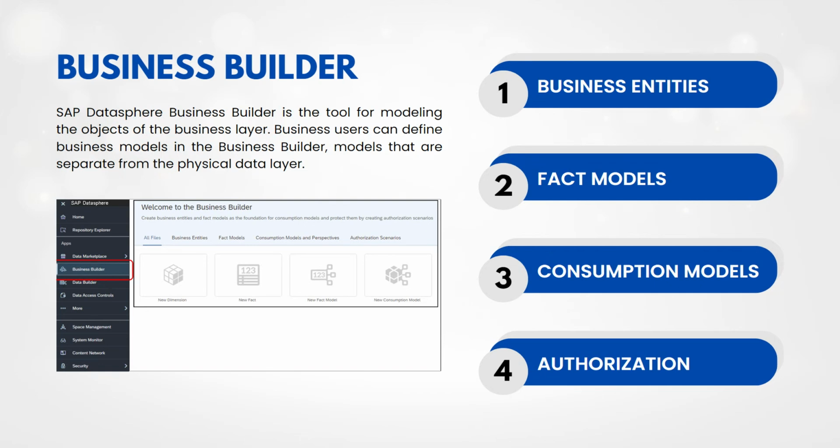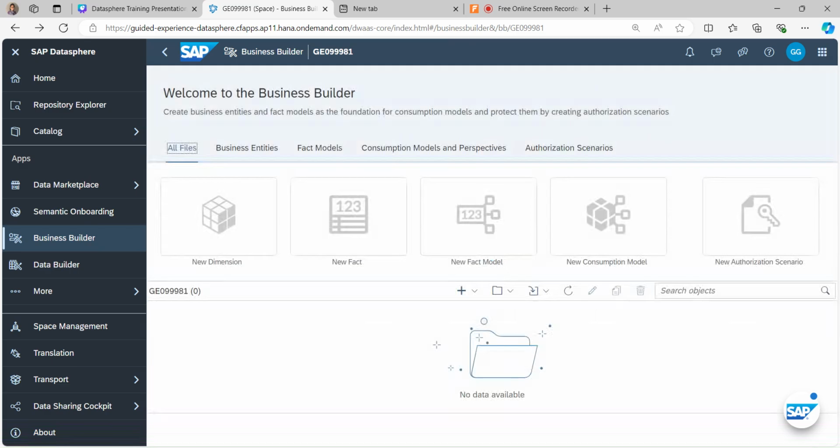If we go to the Business Builder start page, it gives you access to the different editors. You can access the editor for the consumption model, the fact model, analytical data set, and for the dimensions. You can also create the authorization scenarios from here. Apart from these, there are several functions which you can use directly from here, like searching the objects, or creating new models directly by choosing the add option. You can create dimensions, facts, fact models, consumption models, and authorization scenarios from here also.